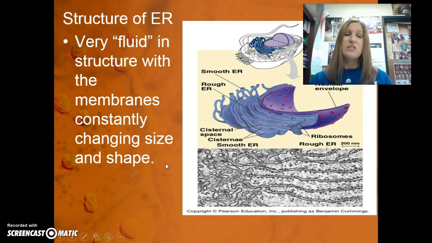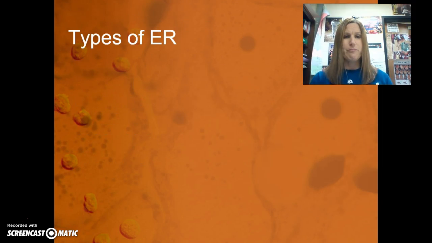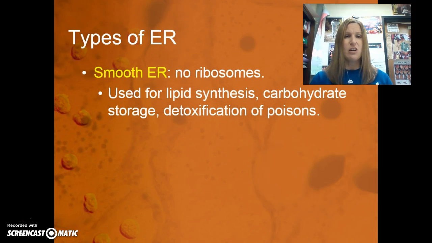Again, the structure of the ER is very fluid, meaning that the membranes constantly change size and shape. It is not a fixed organelle. It is very fluid, and it's going to change in how it appears. We'll talk about how and why. So, types of the ER. Smooth ER does not have ribosomes. Its function is mainly lipid synthesis, carbohydrate storage, and detoxification of poisons.